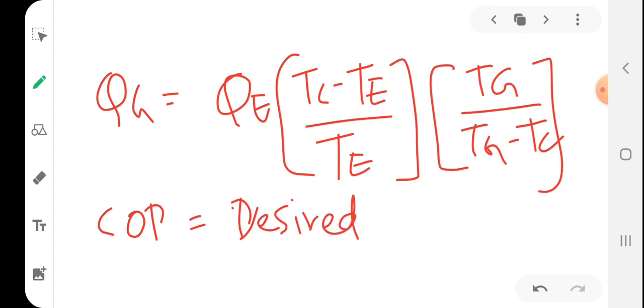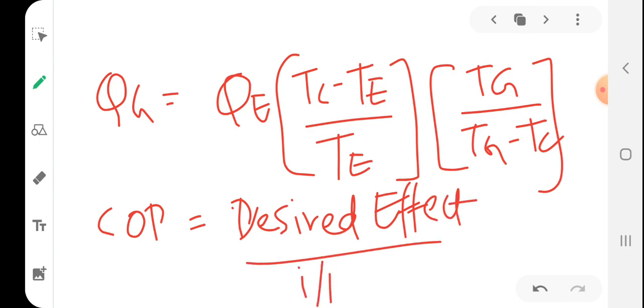Desired effect by input. Since we don't have work here, it shouldn't be written as work input. We just write it as input. So output by input is nothing but COP. Output is our desired effect, and input is what is input here.